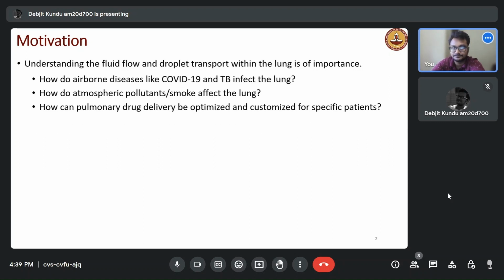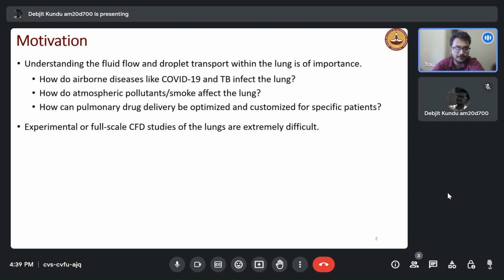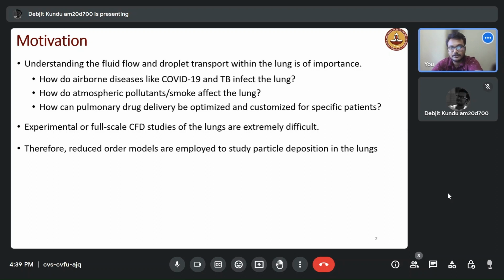engineering perspective? Now, experimental or full-scale CFD studies are extremely difficult because of the complicated geometry of the airways and the varying range of length scales. Therefore, reduced order mathematical models are generally employed.